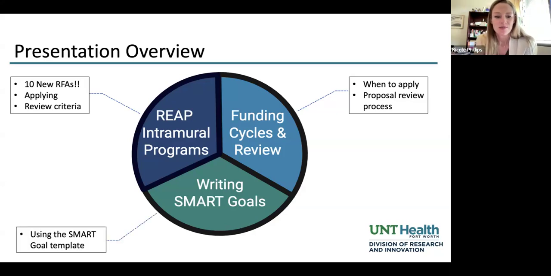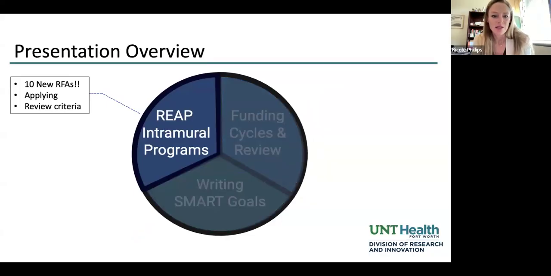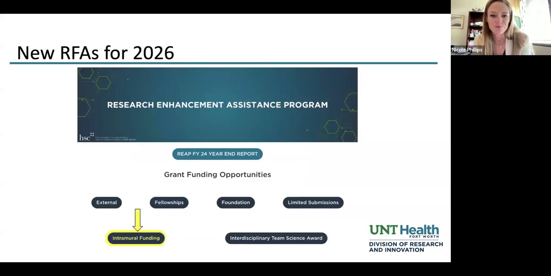And then lastly, we'll spend some time talking about one of the critical pieces of your application, which is writing your SMART goals. Those are a part of the evaluation. So we'll talk about how we've rethought the SMART goal process, writing those, and how to use the template that we've designed for facilitating that piece of the application. All right, so we'll start by walking through the intramural programs themselves, the application process, and review criteria.